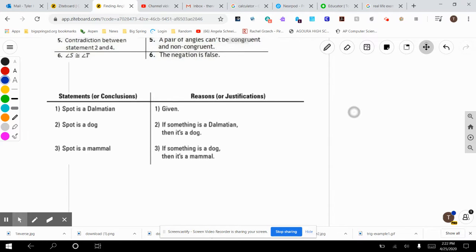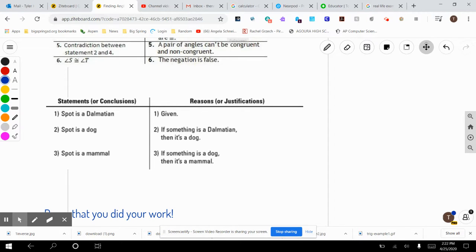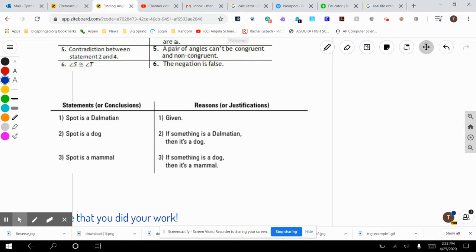So let's look at another example here. What they're trying to prove here is that Spot is a mammal. Now it says it's given that Spot is a Dalmatian, so we know that. Spot is a dog. And the reason for that is if he's a Dalmatian, then he's a dog. Maybe I shouldn't assume it's a he, but so number 3, Spot is a mammal. Because if something is a dog, then it's a mammal. So you can see our train of thought. We go from here and then to here. So we're justifying our reasons. We're not just saying things.